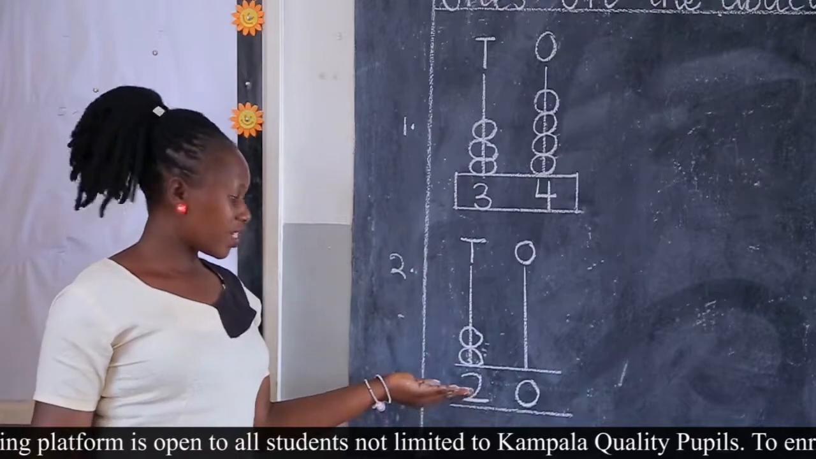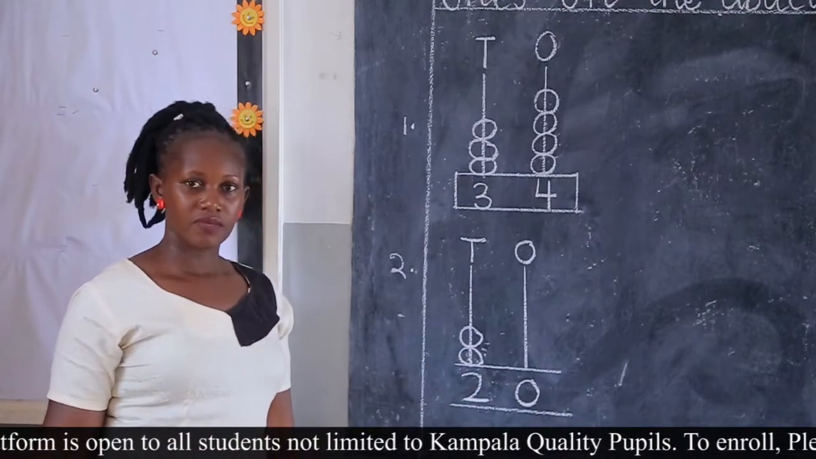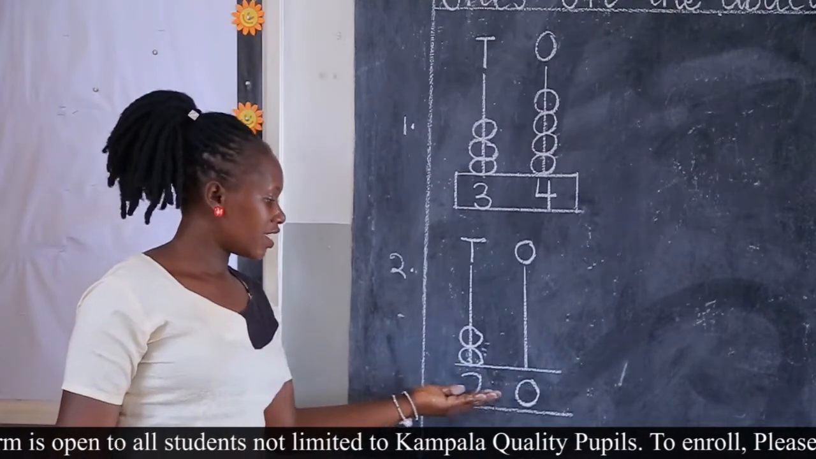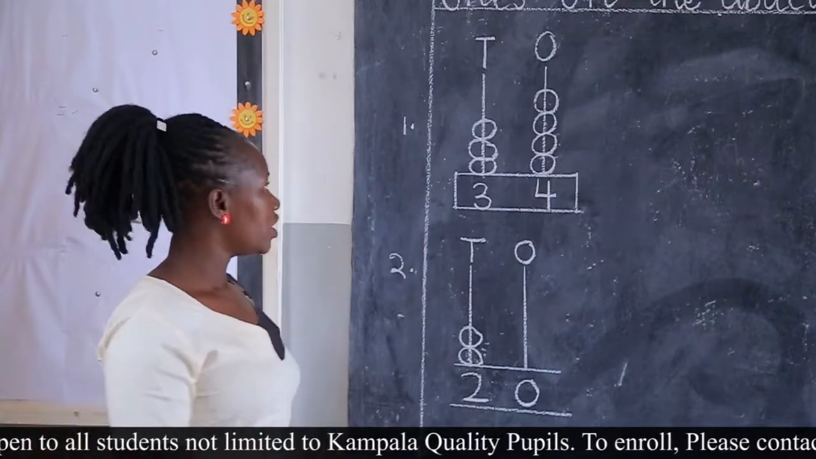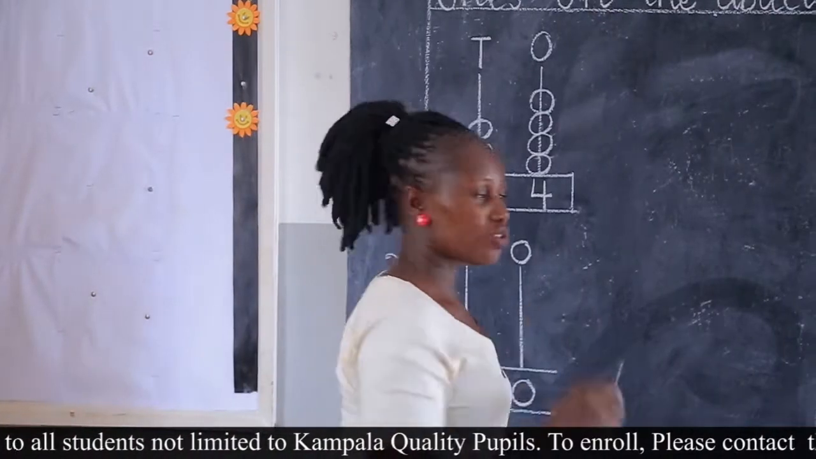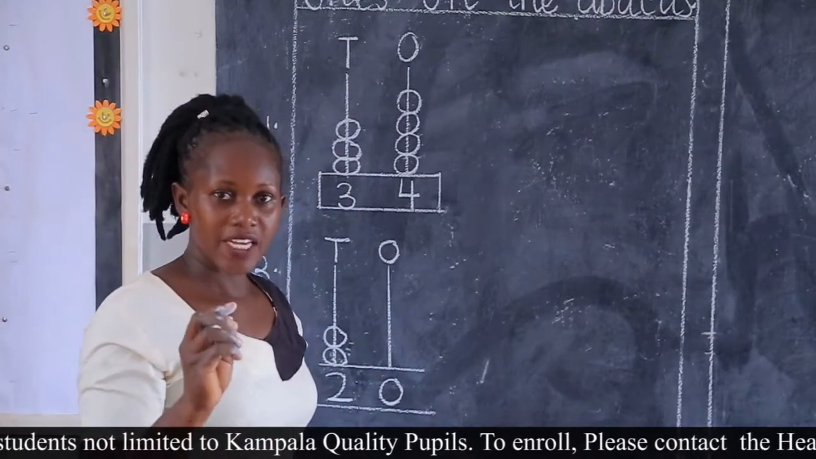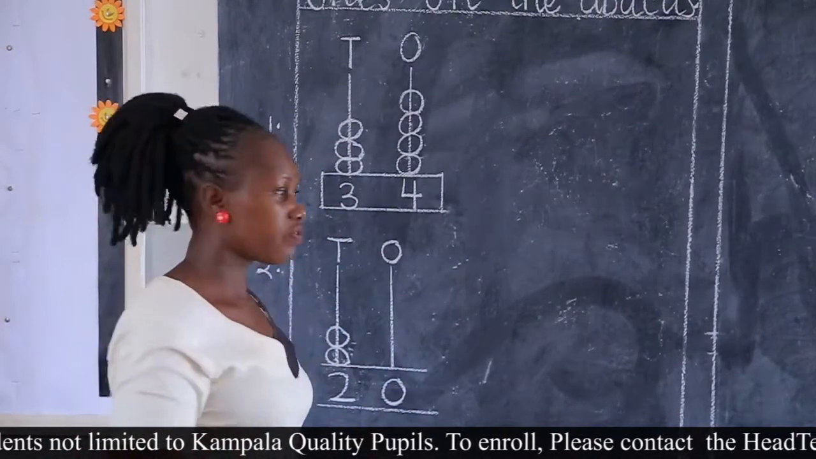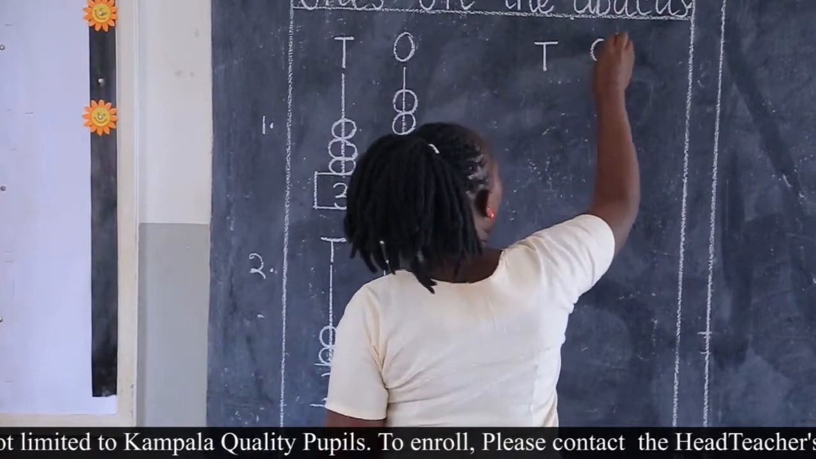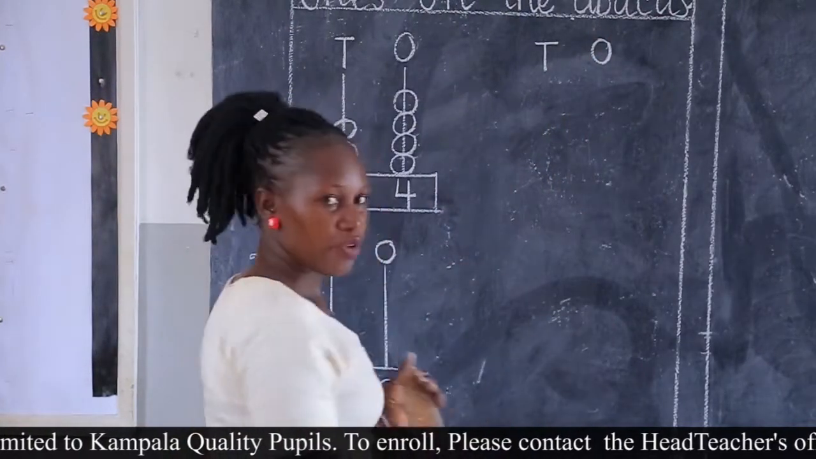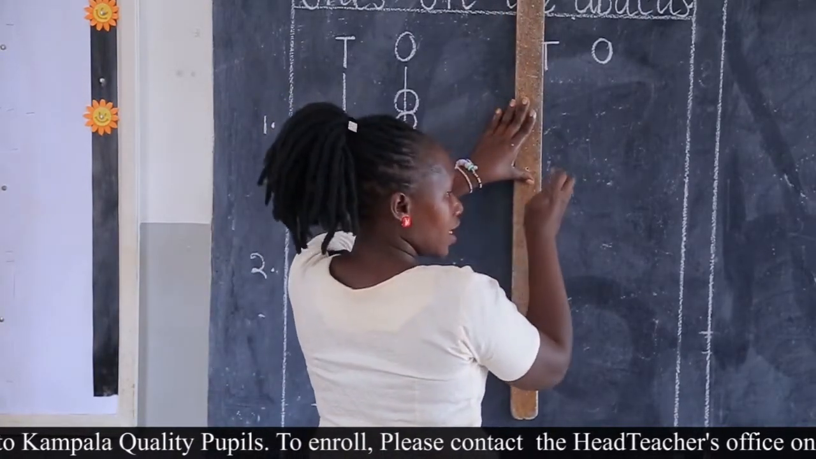Now, can you together read with me the number? 20. We have made 20 from our abacus. Isn't it simple? Should I give you this one? This one is yours. Very fast. Get a ruler. Draw the abacus. Put beads. Count and write for me the number. As I'm writing, you're writing. As I'm drawing, you're drawing with a straight line.